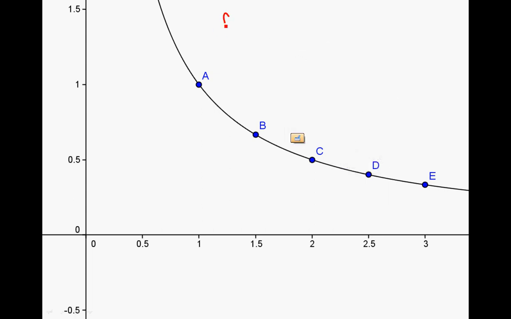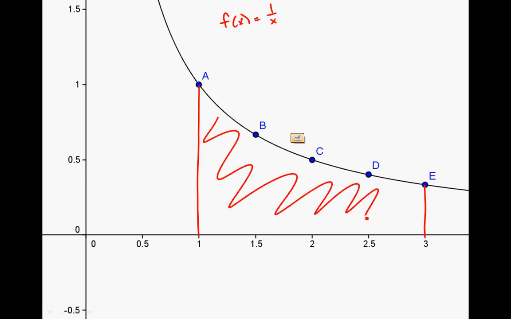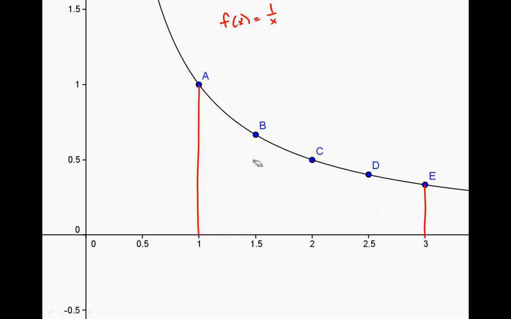All right, so our function is f of x equals 1 over x. And we want to find the area under the curve from x equals 1 to x equals 3. So we're looking for this area down here. Okay, now this is a pretty complicated area to figure out exactly, but to approximate is not so bad. They don't tell us how many rectangles to make, so we get to choose.